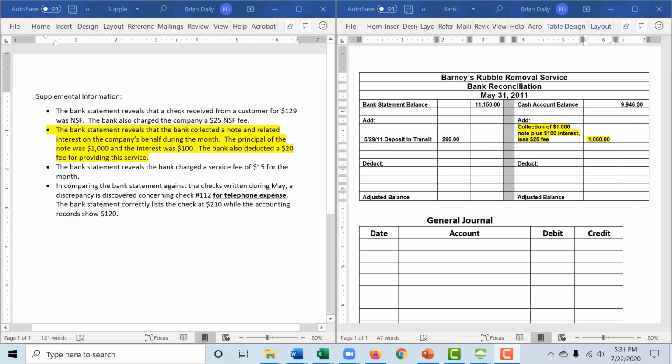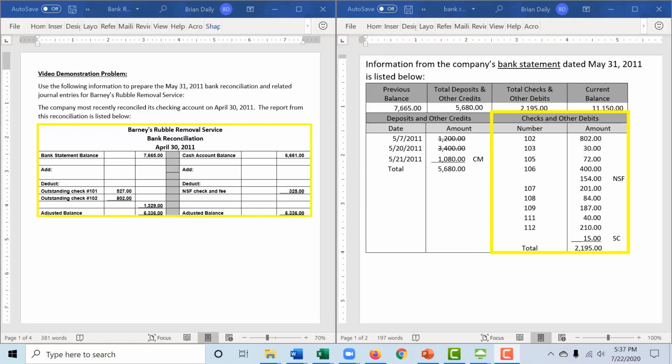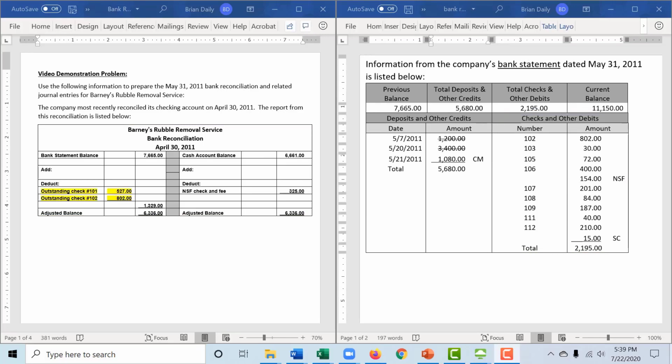Now that we've compared the deposits from the two sets of records, it is time to move on to the checks and other disbursements. When we look at the checks and other disbursements, we start out by pulling the bank reconciliation report that was prepared at the end of the previous month. What we are looking for from this previous report are any outstanding checks that had not cleared the bank by the end of last month. It is possible that these checks could still be outstanding at the end of this month.